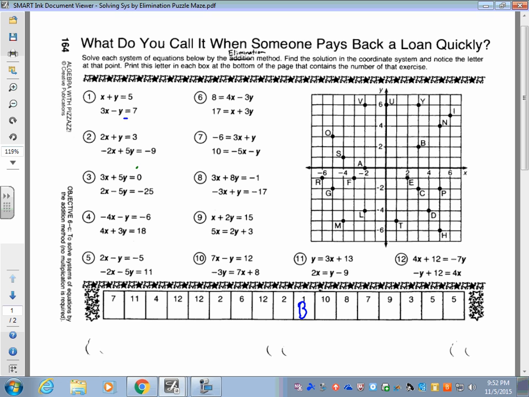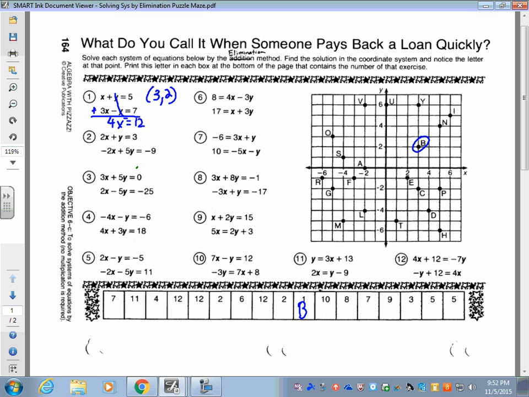We can eliminate, once we get in standard form, we check for which are opposites. So y's are opposite. So when I add, I will cancel out the y's, giving us 4x equals 12. And so I see x equals 3. I'll plug it back in and solve for y. Y would have to be 2, because 3 plus 2 would give me 5. Over to 3, go up 2, I see that is the letter B.